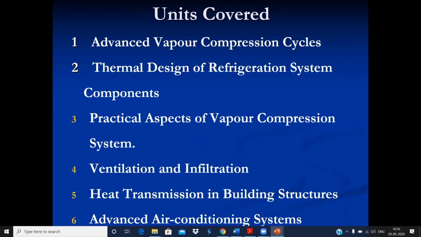6 units covered, and the name of the units: advanced vapor compression cycle, thermal design of refrigeration system components, practical aspects of vapor compression system, ventilation and infiltration, heat transmission in building structures, and advanced air conditioning systems. So more or less, first 3 units belong to refrigeration, and remaining 3 units belong to air conditioning part. But all the units cover mainly the practical aspects and the commercial aspects of this particular subject.